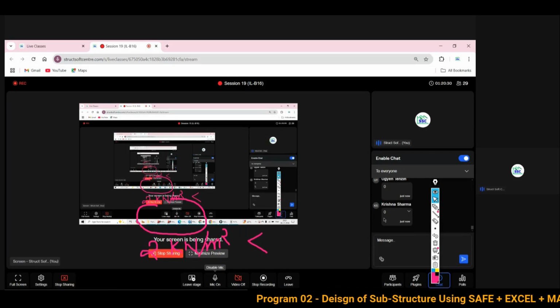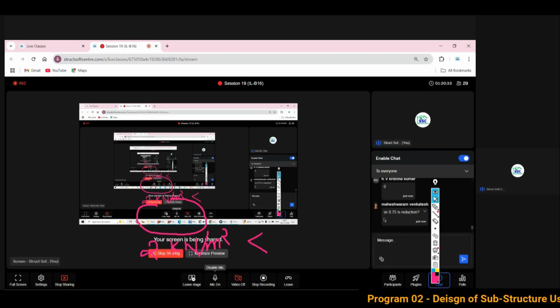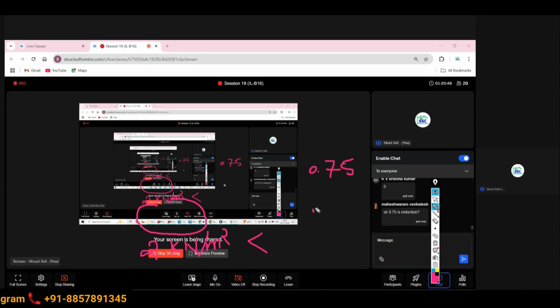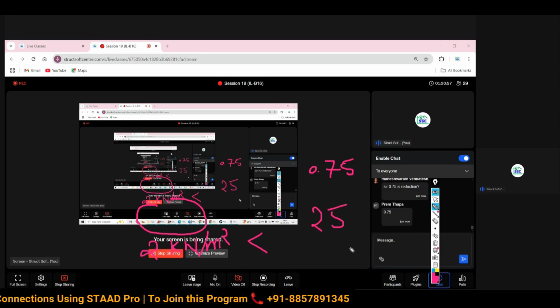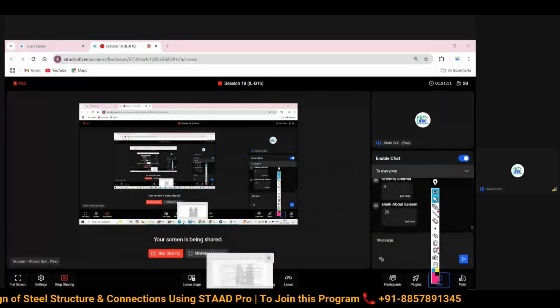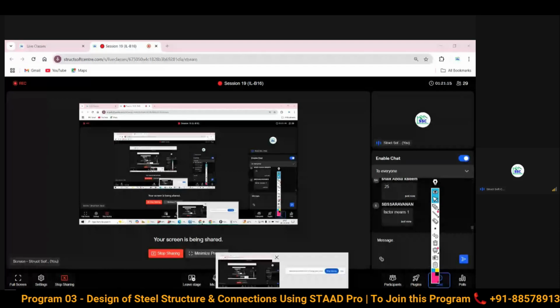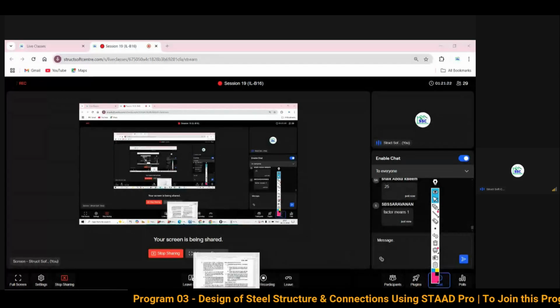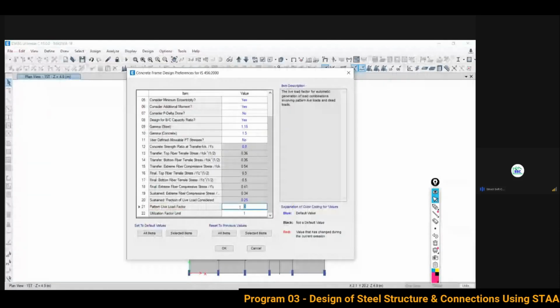0% means 100%. You are correct. You are thinking from the other side. Yes, reduction. Sorry, I think I was wrong. 0.75 was the reduction, where the consideration was 25% only, right? So here the value should be chosen as 0, because we don't want any reduction. We have to make it 100% consideration, 0% reduction.